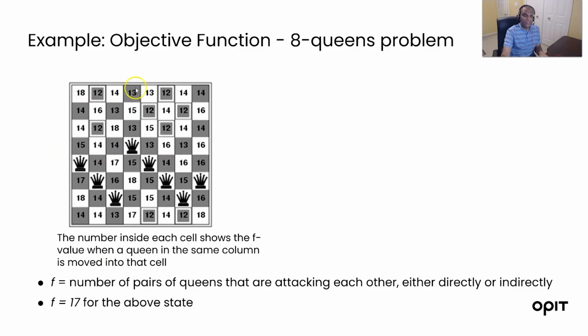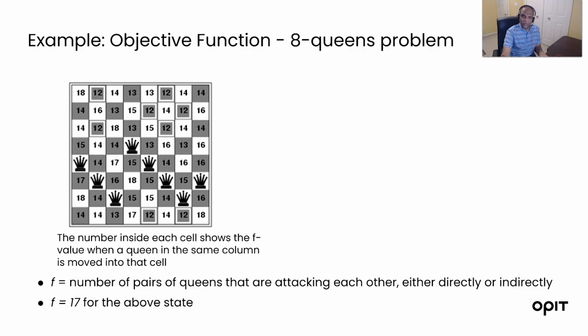So associated with each cell out here, you will see that I have given certain numbers. These numbers, as I mentioned out here, are basically the F value that you will get by moving the queen from the same column into that cell. So for example, if I move this queen out here into the cell right below it, then the resulting F value of that configuration would become 12. Likewise, I've shown the values for moving the queen from its current location to any place in the same column. And as you can see, 12 is the best value that you are getting out here.